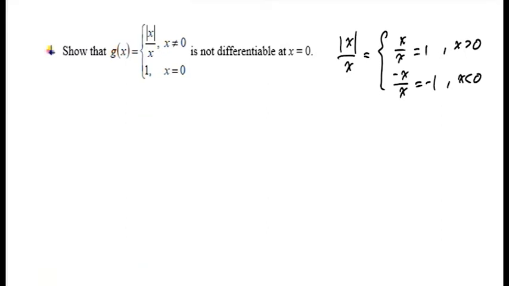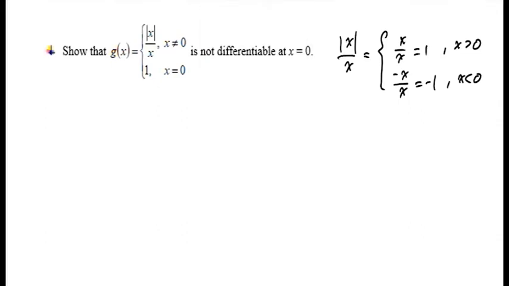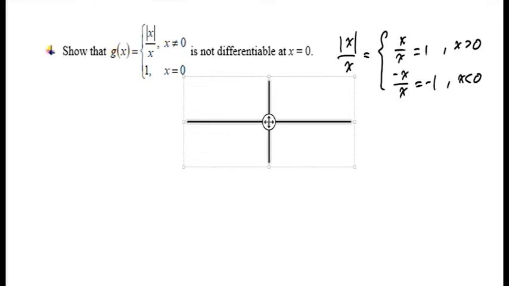Yes, you wanted to define a function, yes? The absolute value of x over x is 1 when x is positive, and negative 1 when x is negative. Yes, exactly. Okay, so let me show you this graphically.